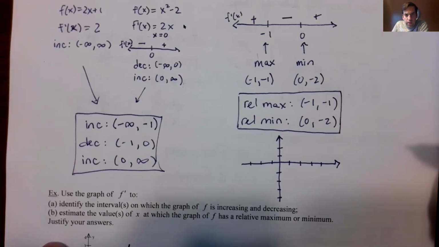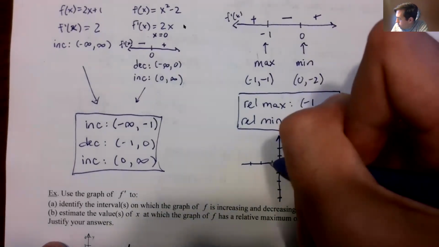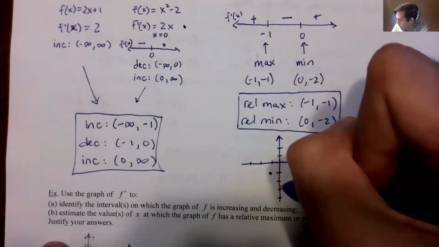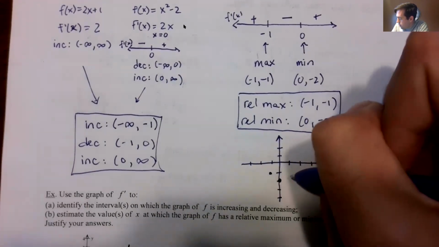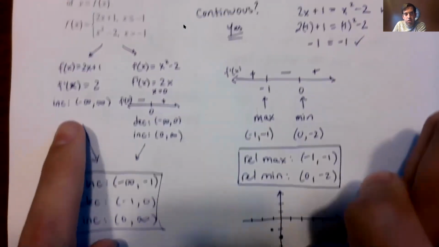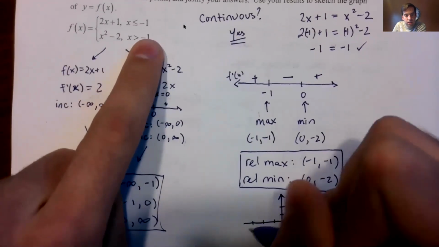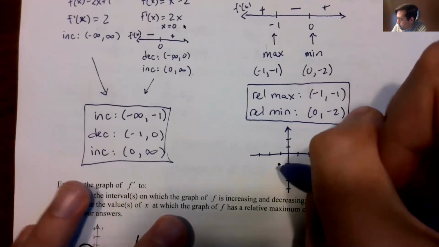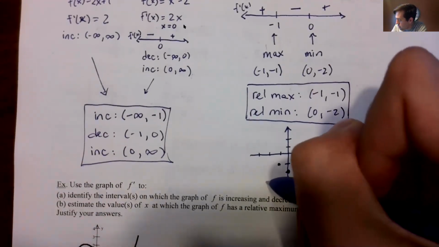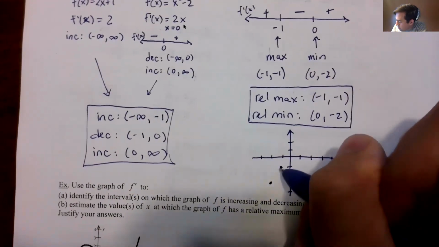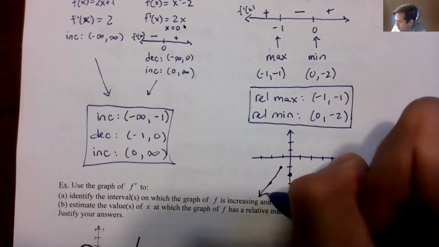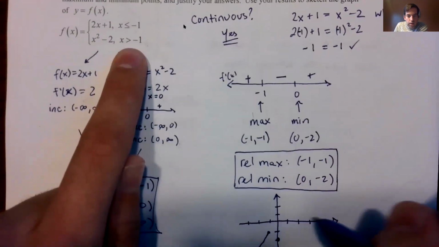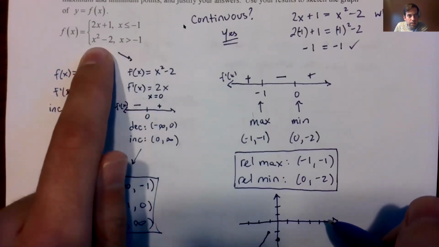And I know I have a relative max at -1, -1. And I know I have a relative min at 0, -2. Based on the original equation, I know that for x less than or equal to -1, we're just the line 2x plus 1. So we have a slope of +2. So it's going to go down 2, left 1, down 2, left 1, etc. And then for x greater than -1, we're at x squared minus 2.